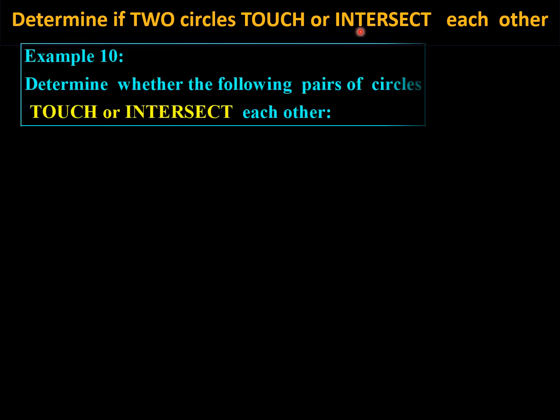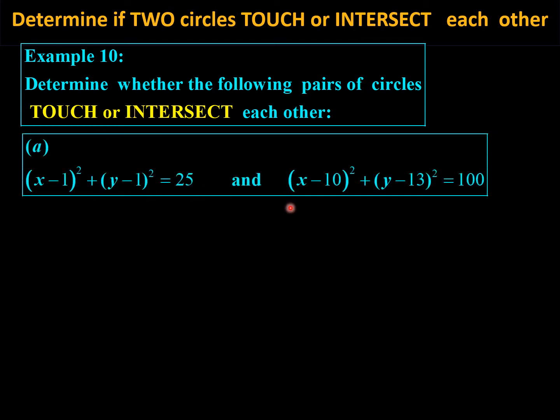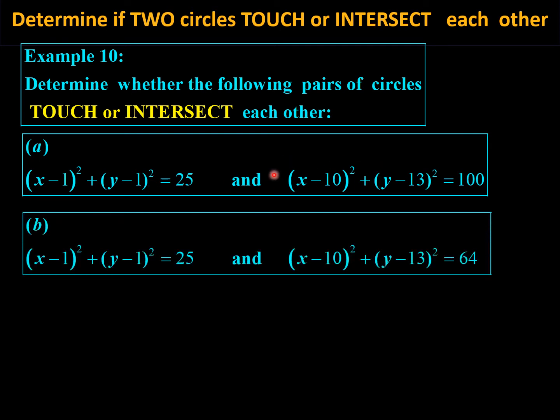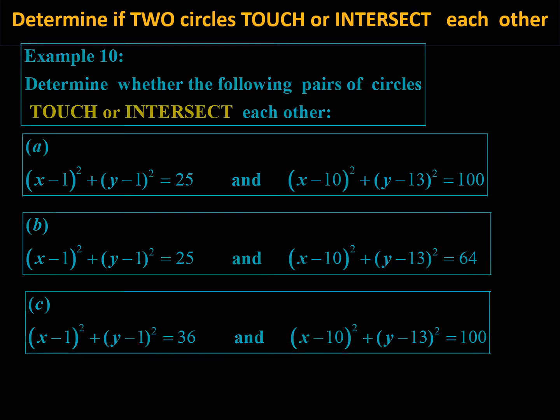Now let's look at some other examples. Next we would like to determine whether two given circles touch each other, intersect each other, or neither touch nor intersect. So let's determine whether the pairs of circles, and there we've got 3 examples, touch, intersect, or don't. This one here is another example. So there are 3 examples we're going to look at, and that we'll do in the next slide.